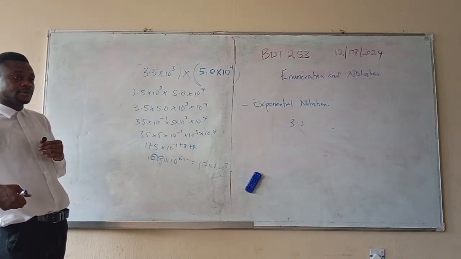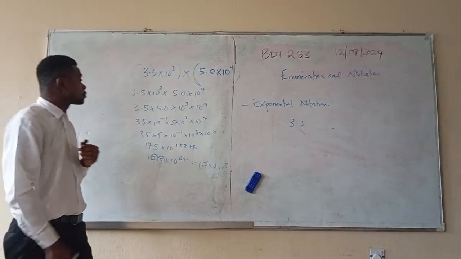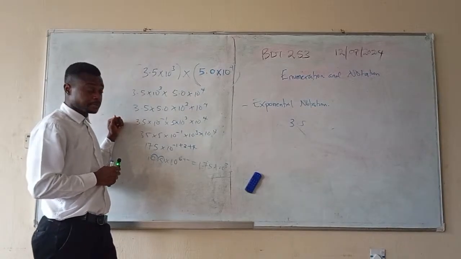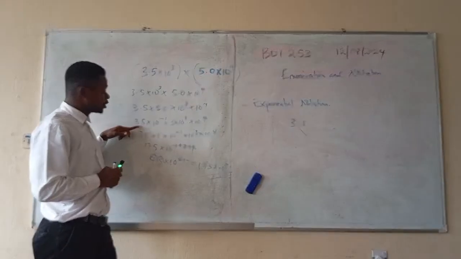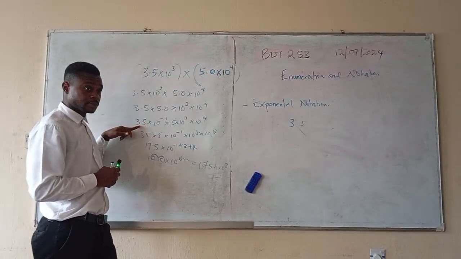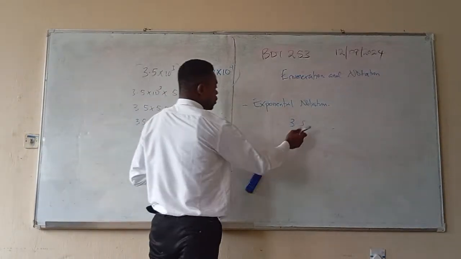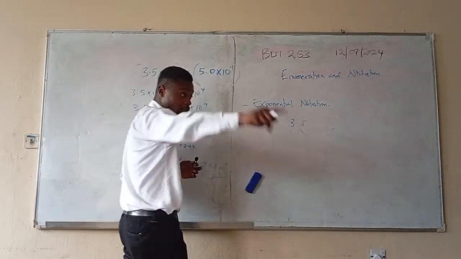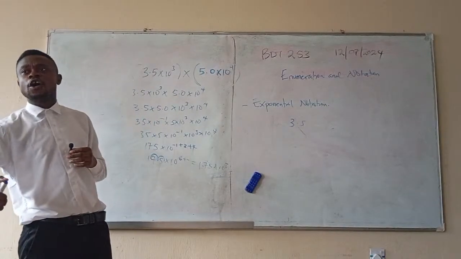Where did you miss out from? Please, where did you miss out? Here. What is there? What is the issue there? What did we discuss yesterday concerning decimal movement? If you want to move this 3.5 now, do it. Put 3.5 in standard form. Hello, please.